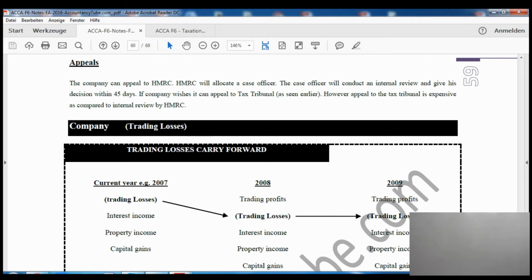The company can appeal to HMRC. HMRC will allocate a case worker. A case officer will conduct an internal review and give his decision within 45 days. If the company wishes, it can appeal to a tax tribunal, as we have seen earlier. However, appeal to the tax tribunal is expensive as compared to the internal review by HMRC. So in most cases, if you're a small company, you won't go for the tax tribunal because it is expensive.